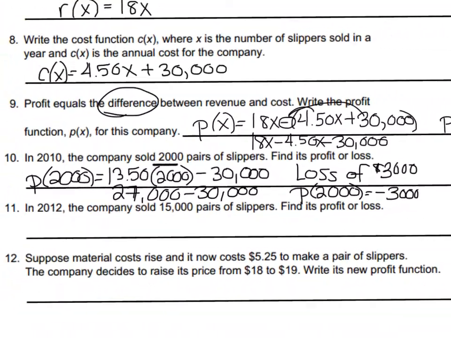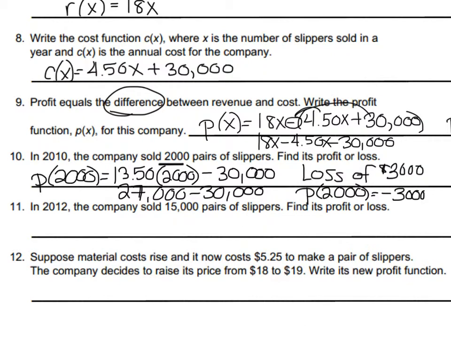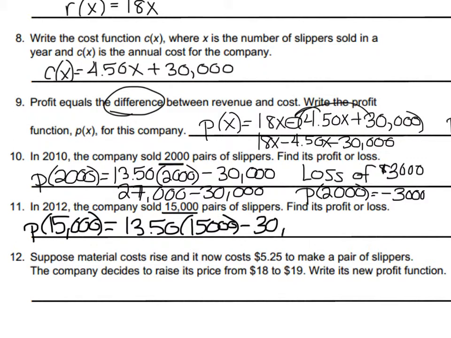Well, in 2012, they increased their sales by quite a bit, and this time they sold 15,000 pairs. Hopefully you know if 2,000 gave them a loss of 3,000, 15,000 should definitely put them at a profit. So we would write P of 15,000 equals $13.50 times the 15,000 slippers, and then subtract the $30,000 of annual costs for that year.